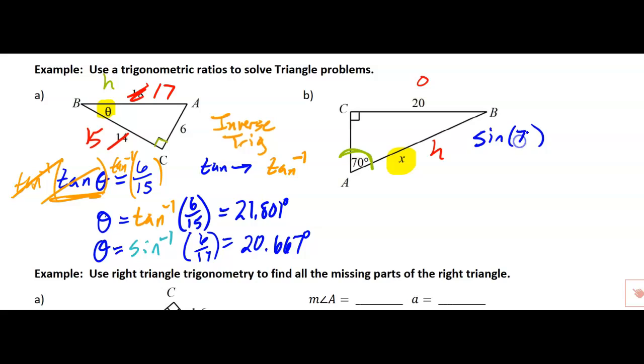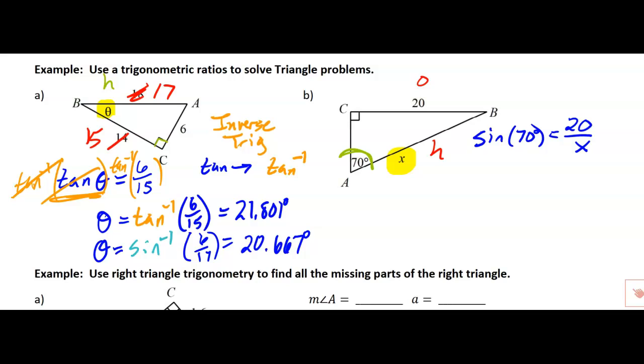So sine of 70, because I put in an angle measure, equals what? 20 opposite over x. Okay? By the way, if it was the other way around, it'd be really easy. I just multiply 20 by both sides. This one's a little more challenging because the x happens to be in the denominator. Okay, so now I need to do a bunch of solving. All right.